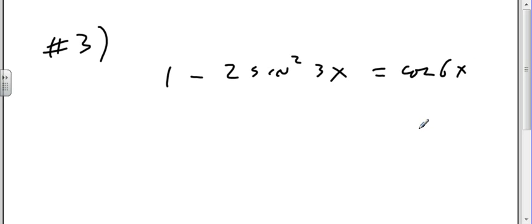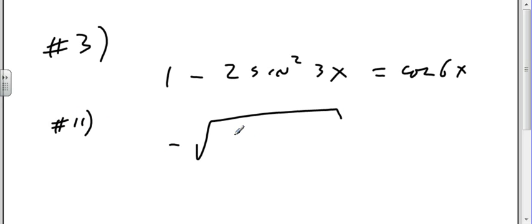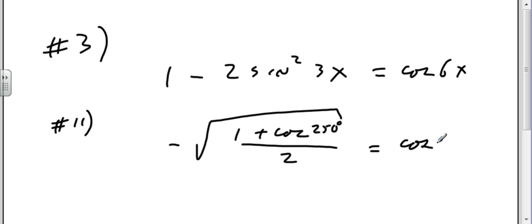Guess we'll move to 11. So I'm looking at 11. I've got minus the square root of (1 plus cosine 250) over 2. All right, that looks like a half sine, half cosine problem. So that's going to be the cosine of theta, 250 over 2. So cosine of 125.